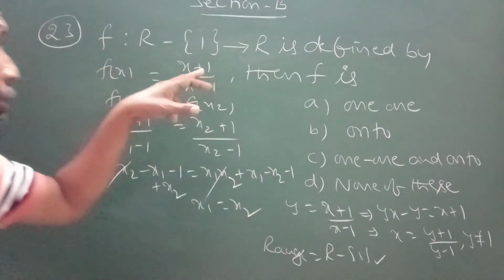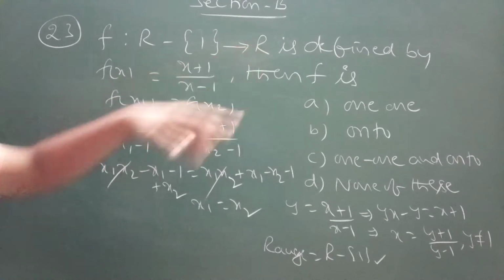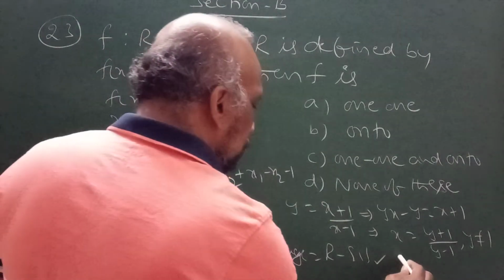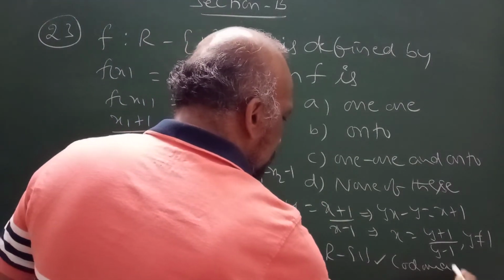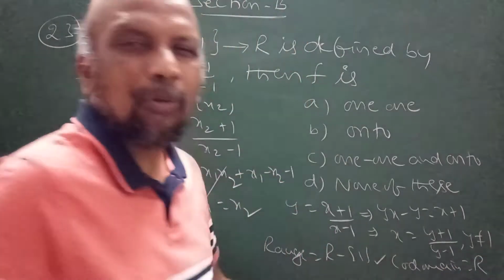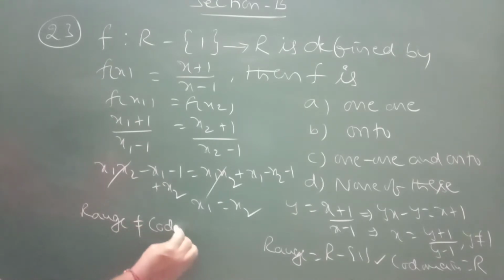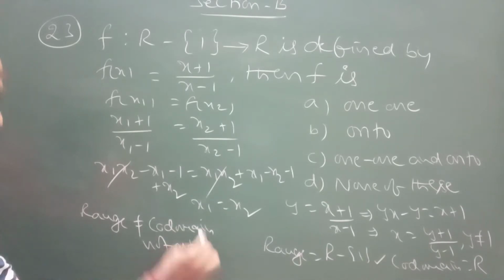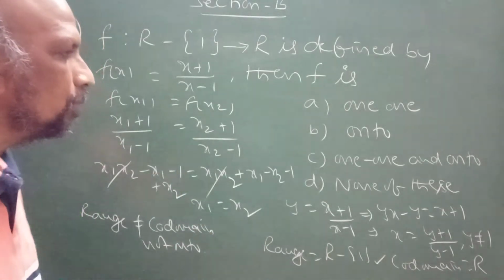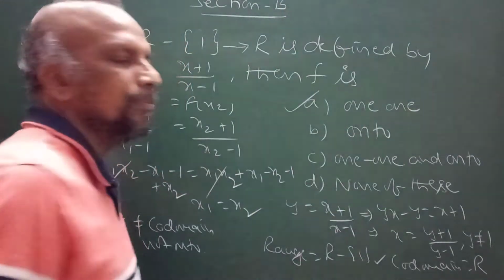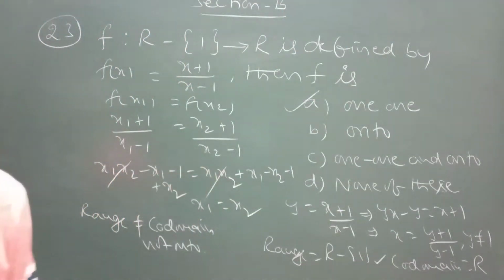But the given codomain is equal to R here. Both are not equal, right? Codomain is equal to R. Range is not equal to codomain. So it is not onto, right? Not onto. So this is not onto, only it is 1-1. That will be only 1-1.